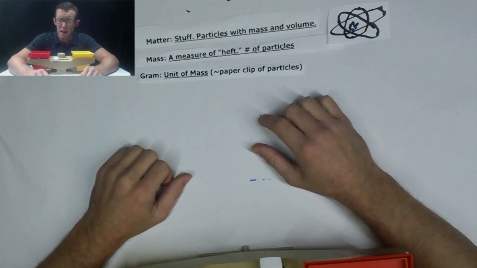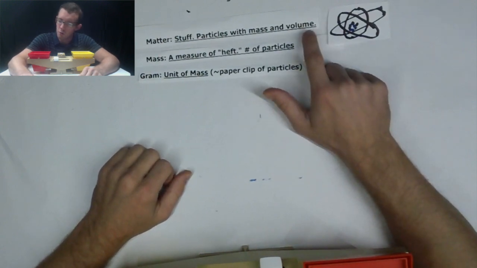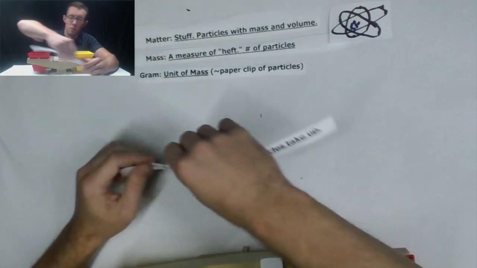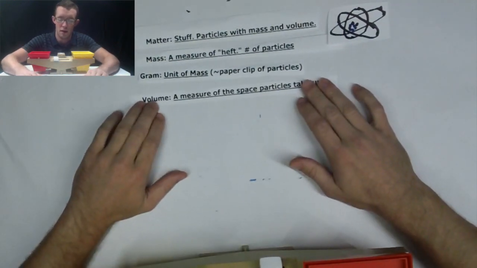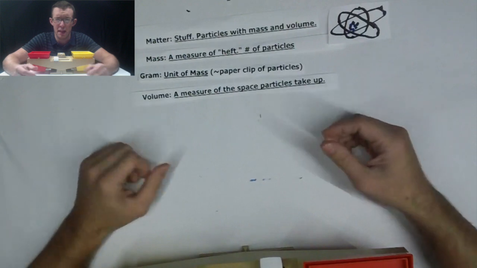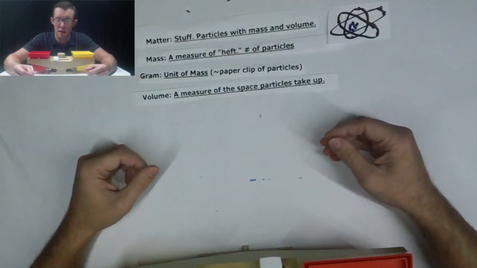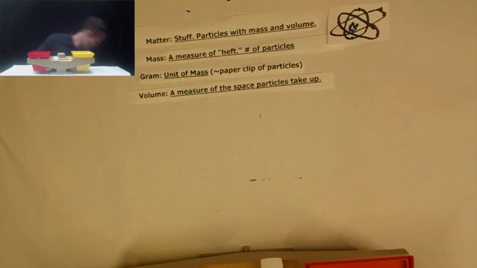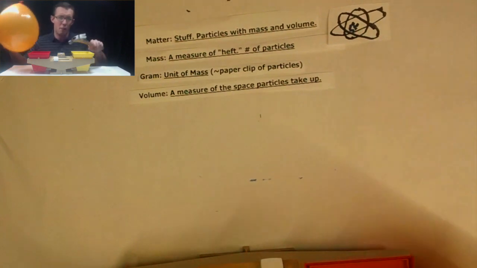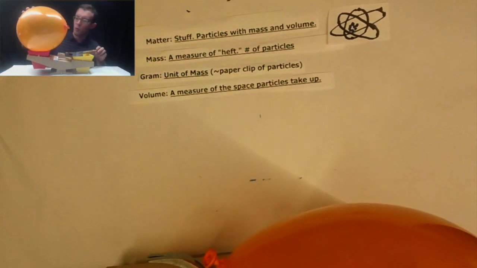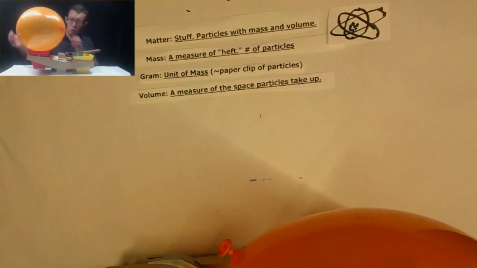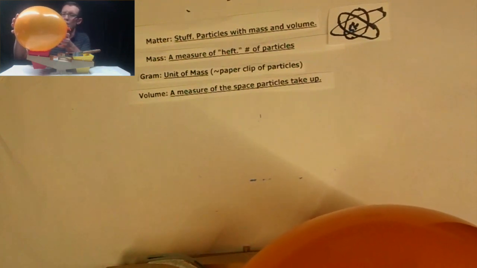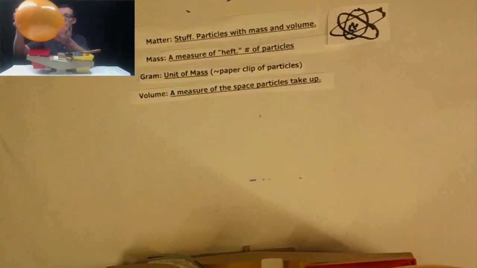So that's mass. The second property of matter is volume. And the fact that matter has volume just means that its particles are taking up space. Volume is a measure of the amount of space that particles take up. So to go back to our example from earlier, the hammer and the balloon, even though the hammer had more mass to it, more heft and more particles, the balloon is taking up more space. It has fewer particles, but they're spread out further and they're taking more space up. The balloon's volume is larger.